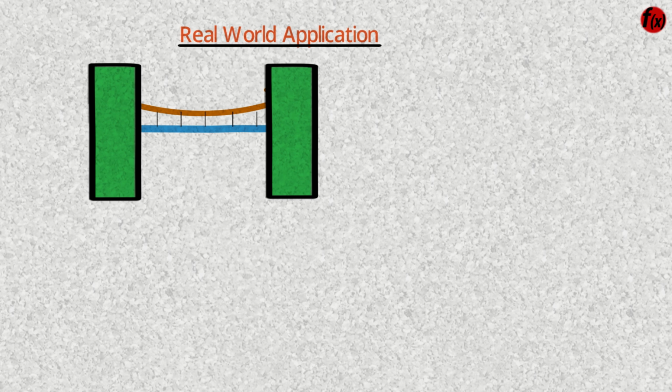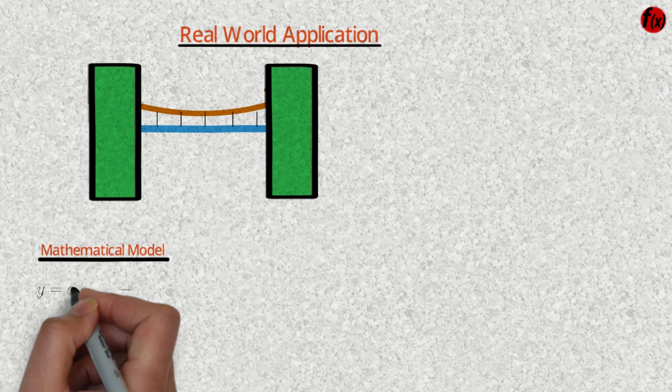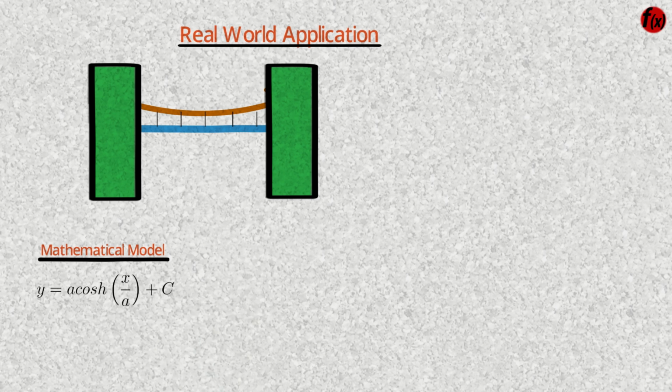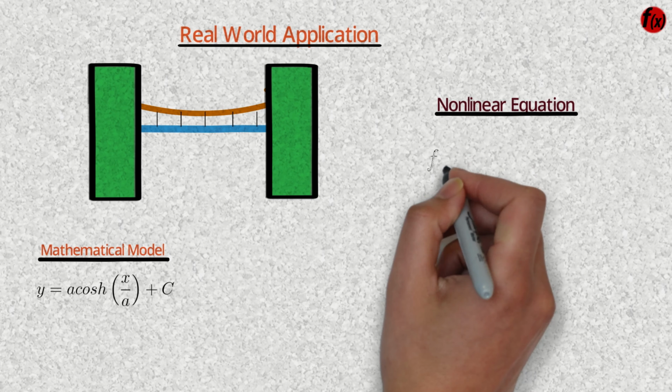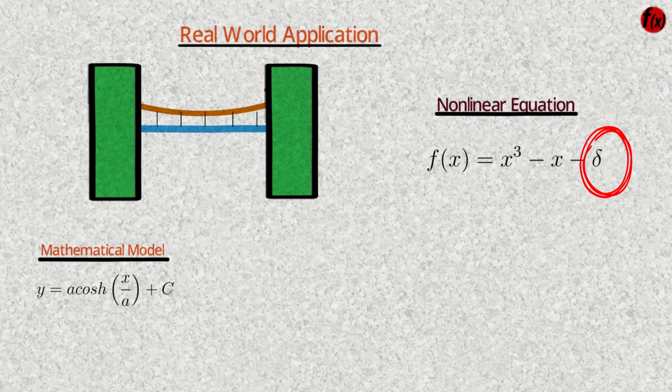The sag of the cables is critical to ensure the structural integrity and stability of the bridge. Mathematical model: the catenary curve can be described by the equation, where a and c are constants that depend on the tension in the cables and the distance between the towers. Nonlinear equation: the sag of the cables can be determined by solving a nonlinear equation of the form, where delta is the desired sag of the cables.